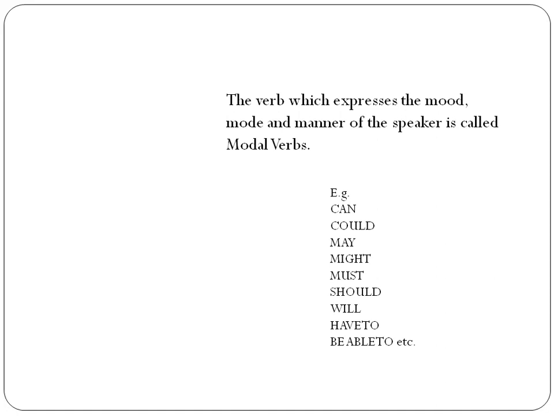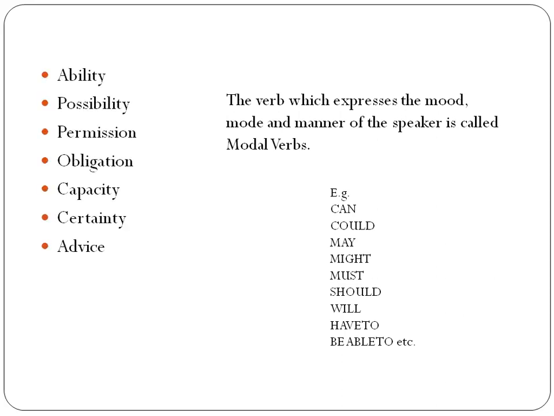We generally use these types of verbs like can, could, may, might, must, should, will, have to, be able to, etc. We also use the negative forms of it. But what are the uses? We use the modal verbs to show ability or inability, possibility, permission, obligation, capacity, certainty, and advice. Sometimes we also use modals to show suggestions.